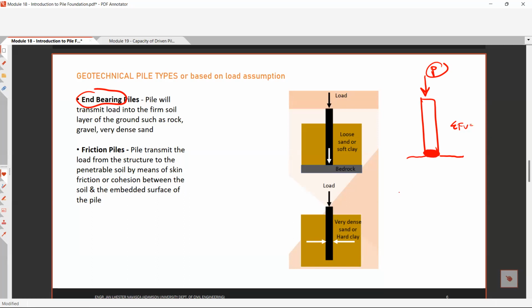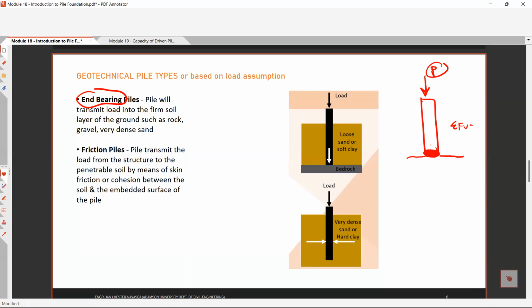So, depende doon sa contact area, di ba? Kung ano yung contact area, mas malaki yung contact area, mas malaki yung capacity. So, ibig sabihin, mas malaki yung section, mas malaki yung capacity. Okay? So, yan lang yung end bearing piles. So, dito lang siya nakadepende yung capacity niya doon sa contact area.